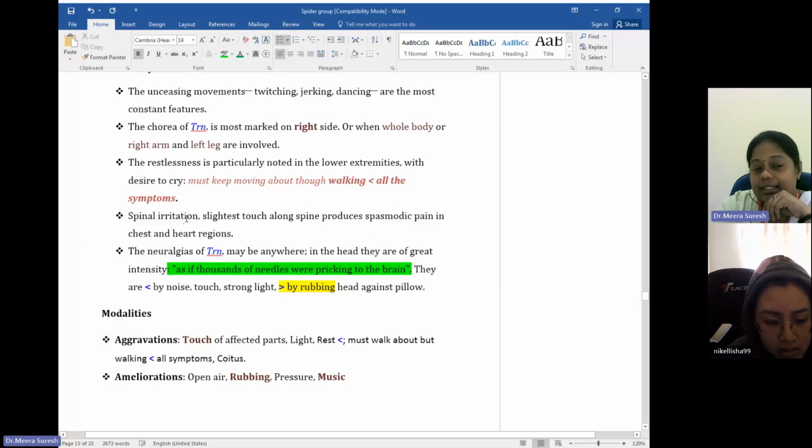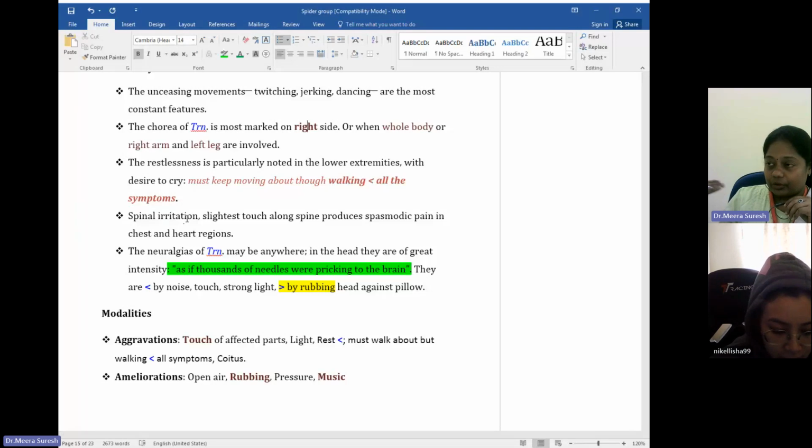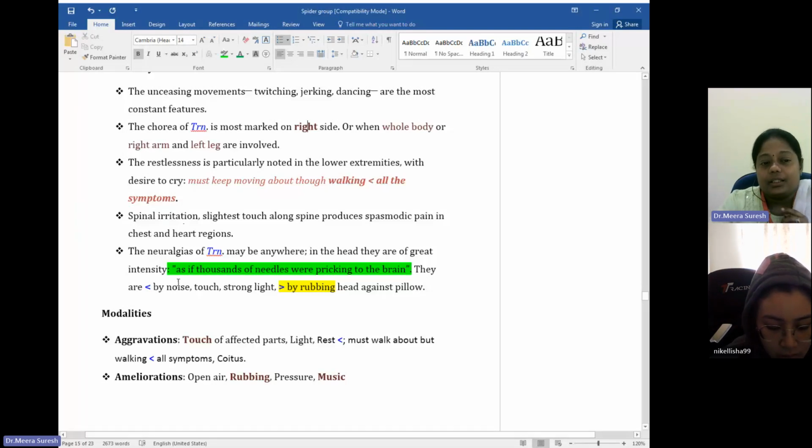Okay. And in spinal irritation, in case of Theridion, we saw that they don't touch the back of the chair. They will be sitting sideways so that the pressure doesn't come up. But here, it is not like that. A slightest touch is going to produce pain in the chest and the heart region. The neuralgia is characteristic. This neuralgia can be anywhere, but more prominently in the head.